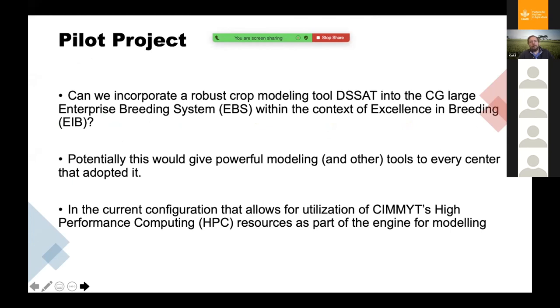For the pilot project, the thought is, can we incorporate a robust crop modeling tool like DSSAT into the CG's larger enterprise breeding system within the context of EIB? Potentially, this would give a powerful modeling tool to every center that adopted it. In the current configuration that we're working on right now, that would allow people to have access to things like CIMMYT's high performance computing resources as part of the engine for modeling.